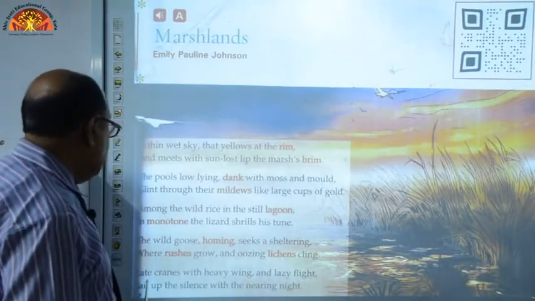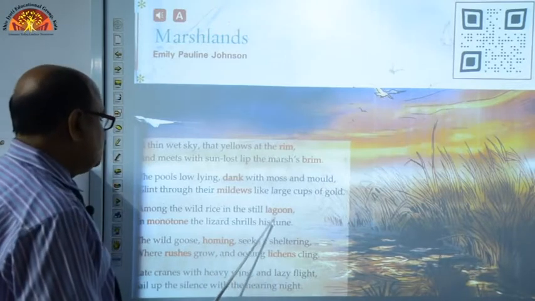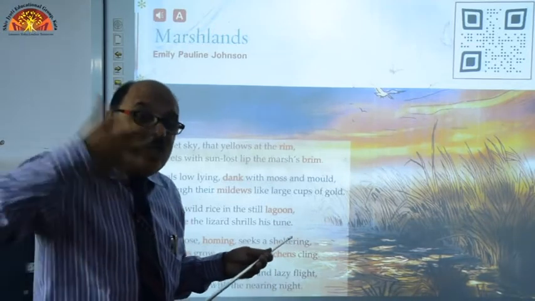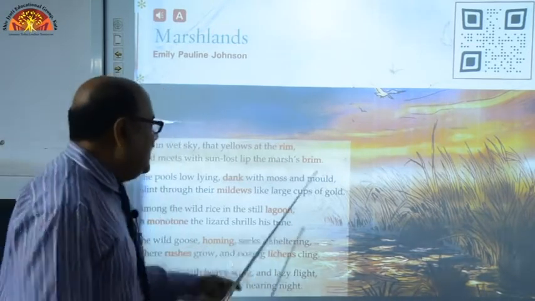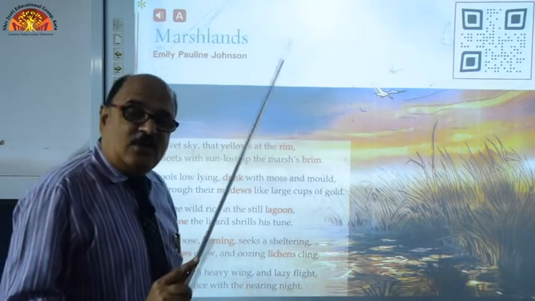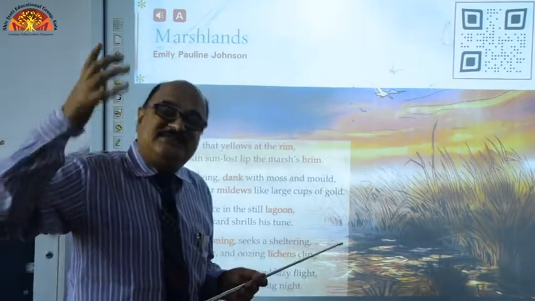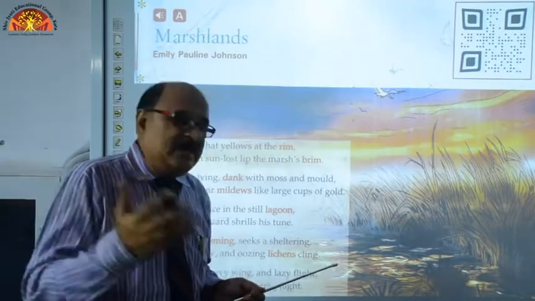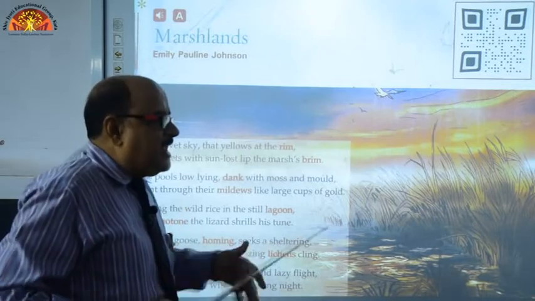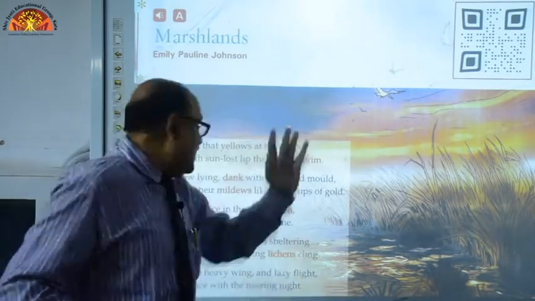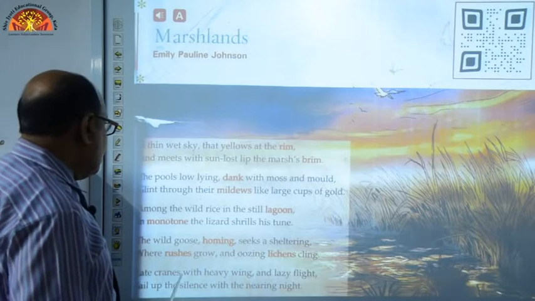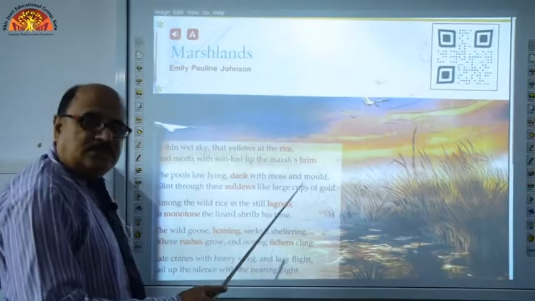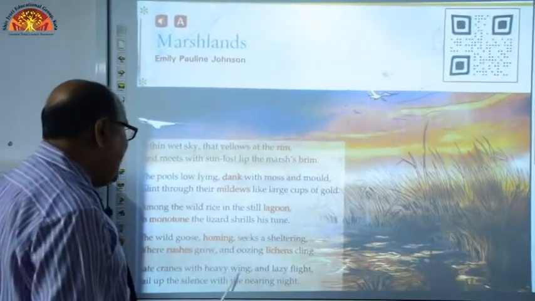Late cranes, late cranes. So, 1, 2, 3, 4. The first stanza of 8 lines, known as the octave, is already over, and it describes the twilight. The next 6 lines, known as the sestet, describe the oncoming night. Now the night time is going to replace twilight. So, late cranes, when it has grown dark, these cranes are also kind of birds with heavy wing.